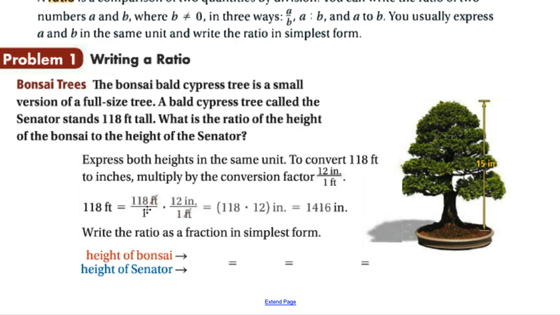So in order to convert that, we need to convert our feet to inches using our conversion of 1 foot is 12 inches, lining up our units so they cancel, and we get 1,416 inches is how tall the Senator is. So now that we have the same units, we can compare those together. And we have 15 inches to 118 feet, which is 1,416 inches. And then if we divide both of those by 3, we get a ratio of 5 to 472. And again, there are no units on our ratios because the units are the same and they cancel.